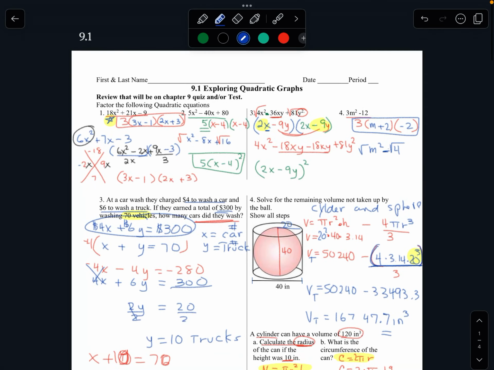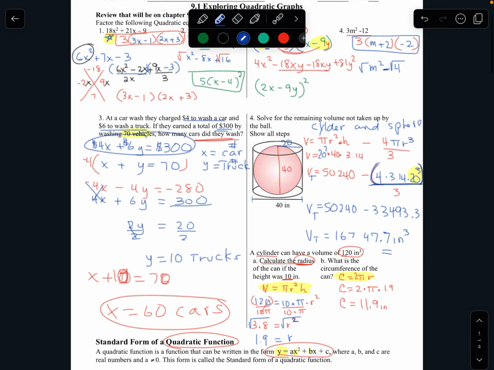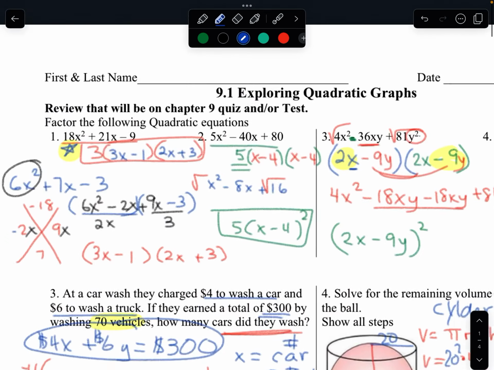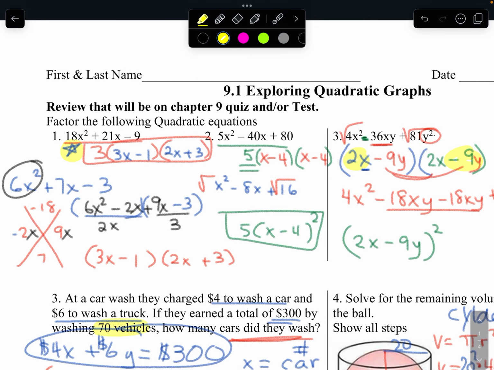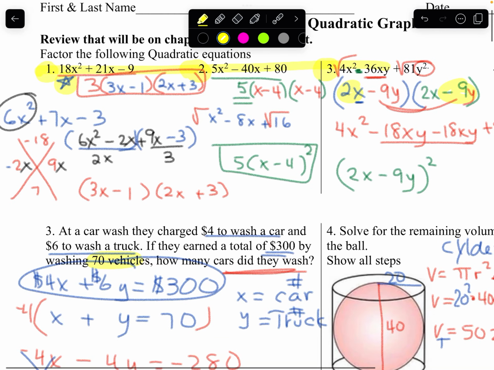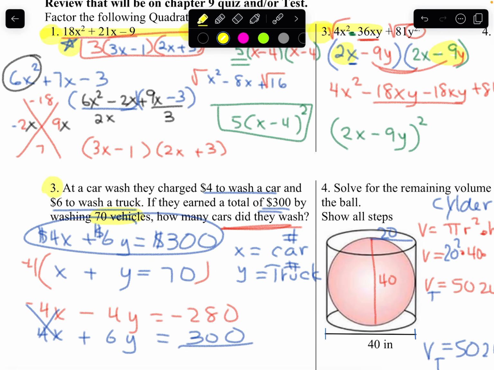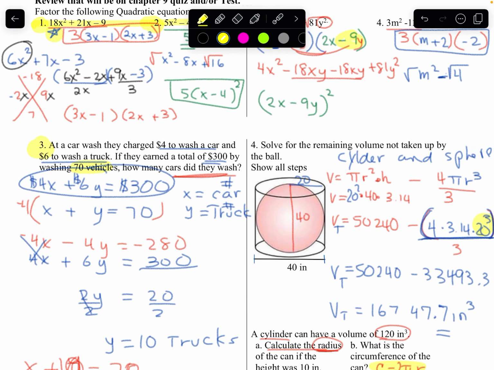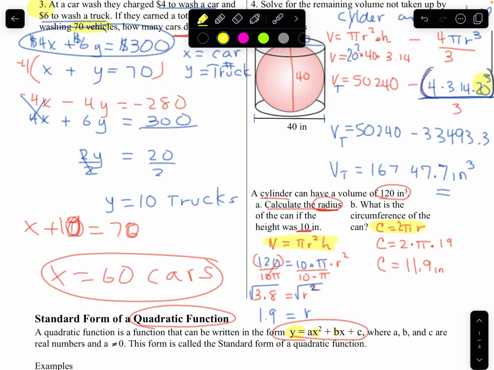These are reviews. They are going to be on the test that's coming on Wednesday. These are all going to be on your test. Make sure you know how to check. This will be on your test. Number 4 will not. I'm not sure about this one here. This may be.